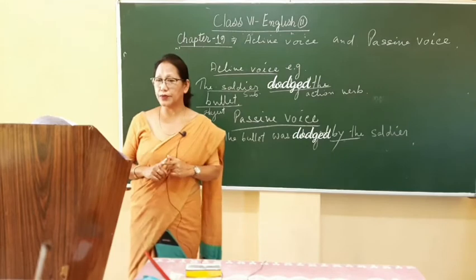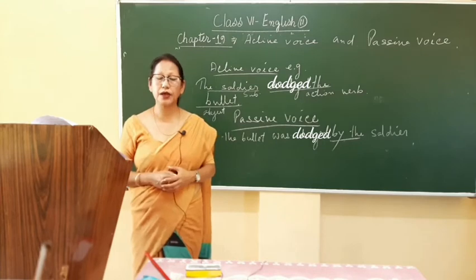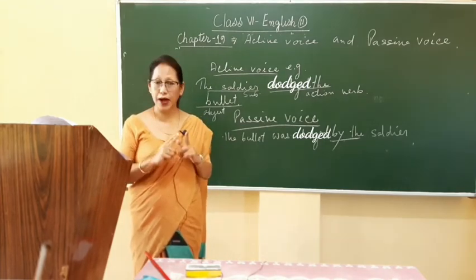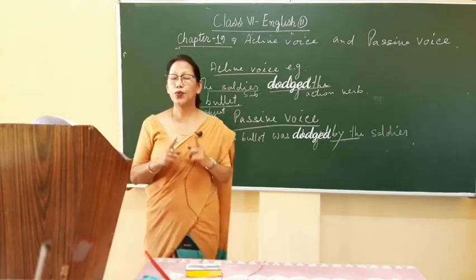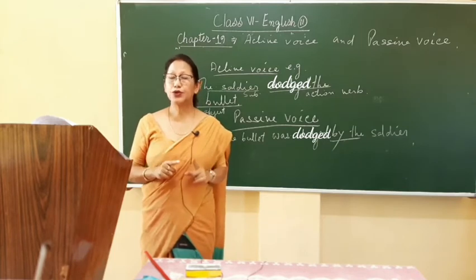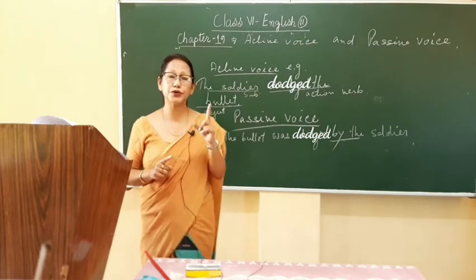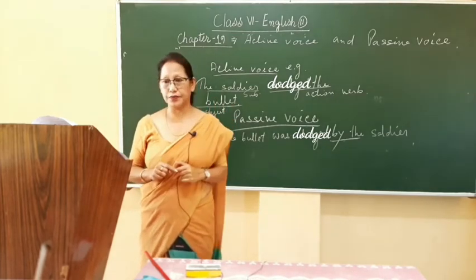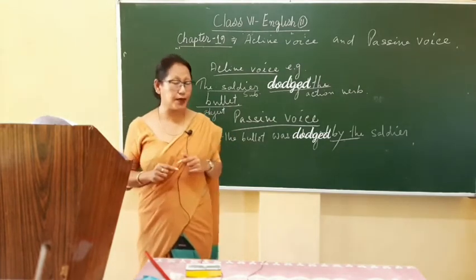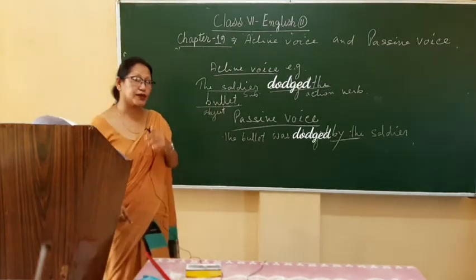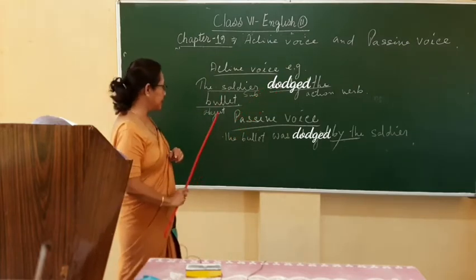As you know, we have three forms of verbs: present, past, and past participle. For example, go, went, and gone. To make passive voice, we have to use the third form. Okay, let's take an example. I will take the same example so that you can understand it easily. Well, the soldier dodged the bullet.